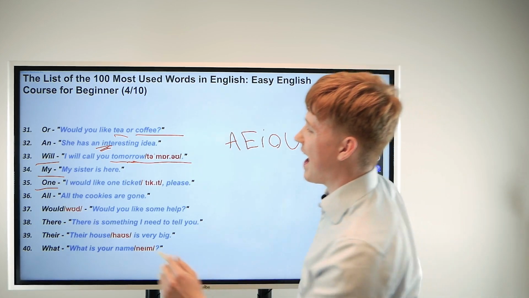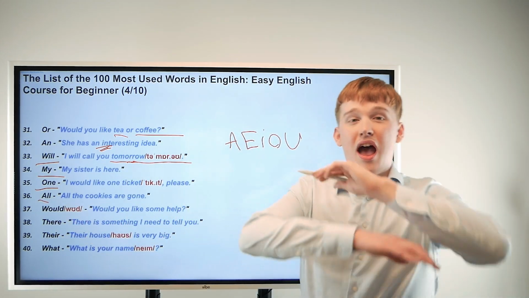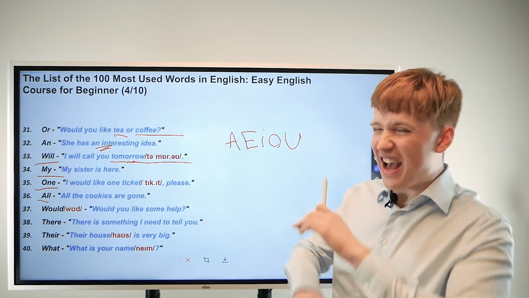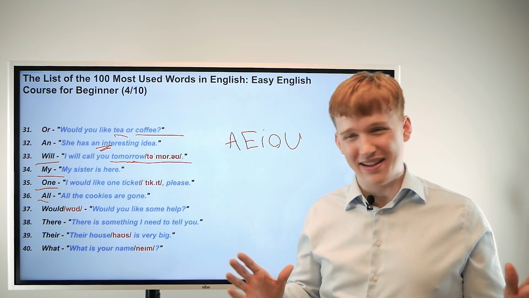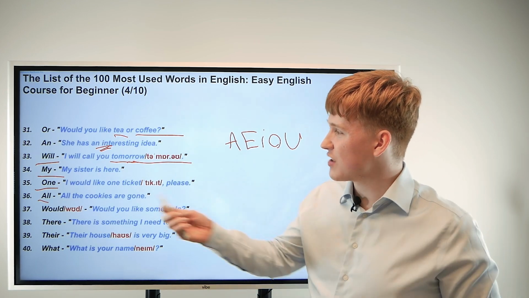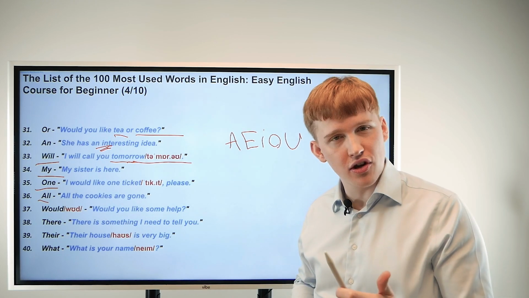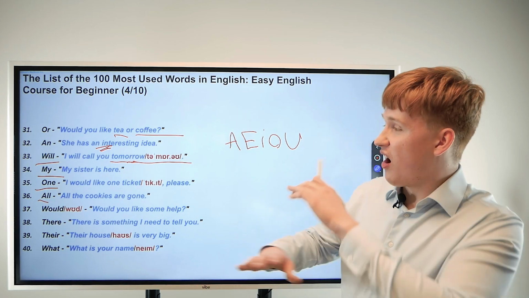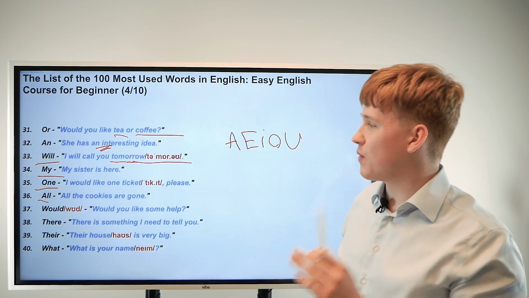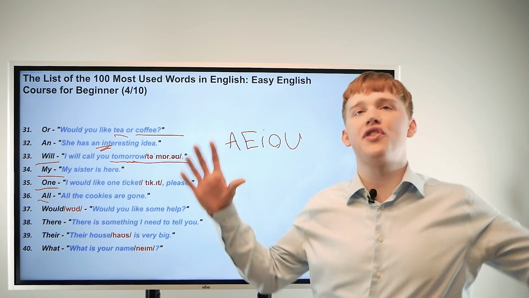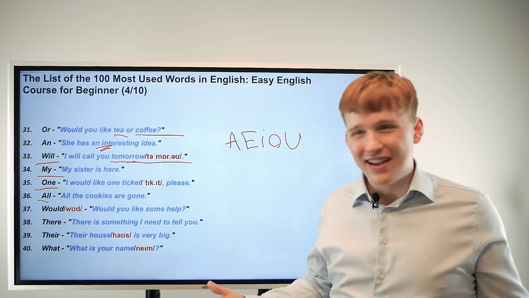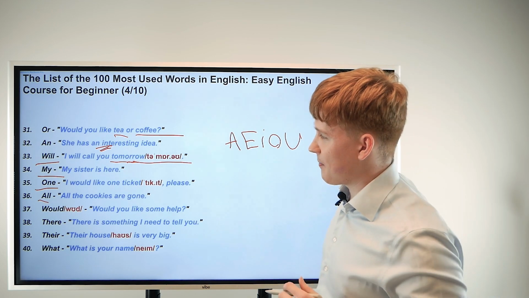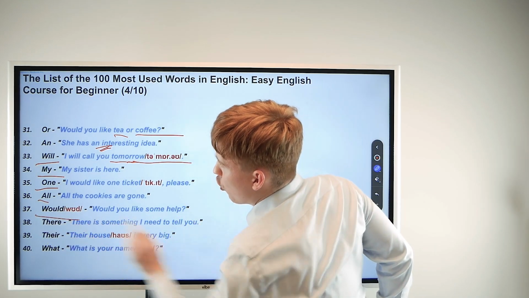Next up, we have all. So all the cookies are gone. So here we say every one of the cookies. So that's what we mean here. We don't mean just one of the cookies. We don't mean 2 cookies, 3 cookies, 4 cookies. We mean every cookie. So that is when we use all. So we use all the people at the party were happy. So you're not saying 2 or 3 of them, you're saying everyone. That's perfect.